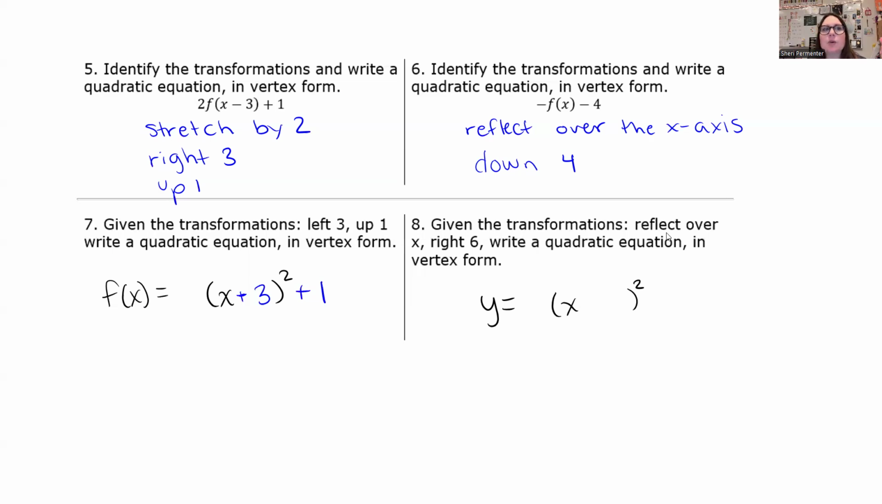The next one, reflect over x. Where do we put that? Yep, it's going to look just like this. We just put a minus out there. Okay, and then it says right 6. What do we put here? -6. And then that's it. Super easy. All you got to do is write out what I put in black and then fill in any blanks that you have based on the verbal transformations it's giving you.